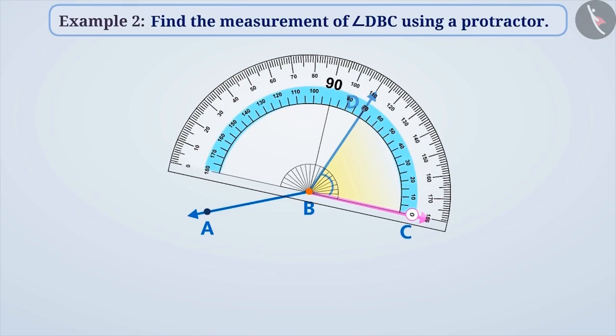Now we see that the other side of the angle represents the 70th part of the inner scale. So the angle will measure 70 degrees. In this way, we can say that angle DBC is equal to 70 degrees.